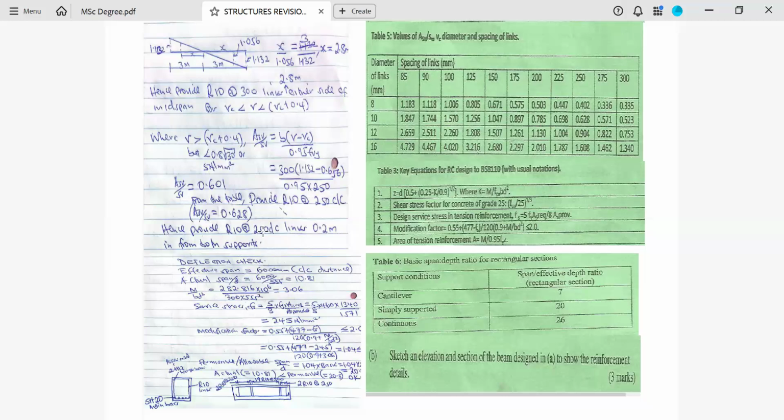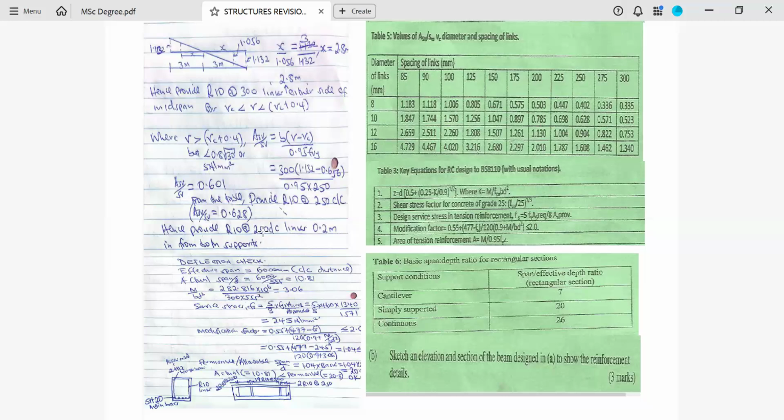Now modification factor, first we can compute M over BD square. Remember, M is the design moment. So design moment over BD square, we multiply design moment by 10 power 6 to convert it to compatible unit. We get 3.06. Then we have what we call the service stress.